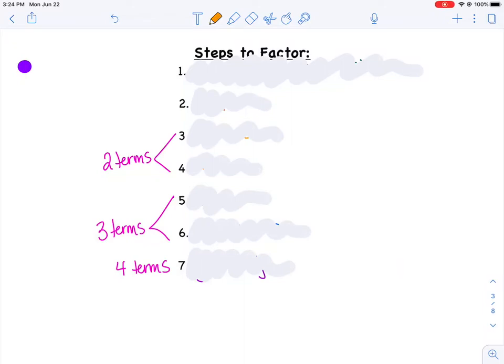All right, here's our second video for section 5.1. We just got done talking about GCF, greatest common factor. We're going to continue talking about factoring.